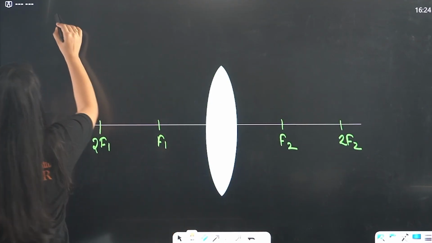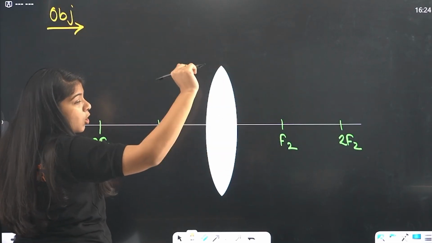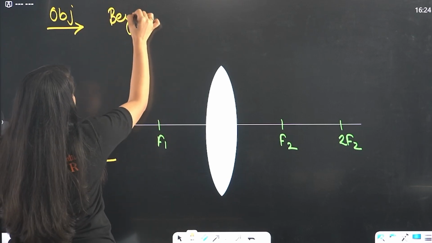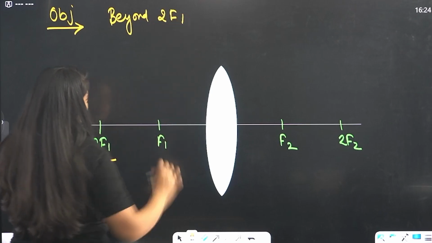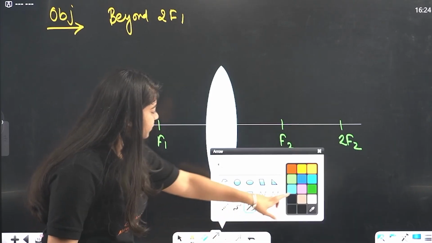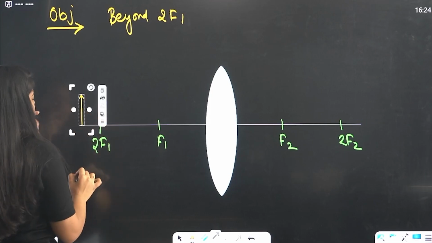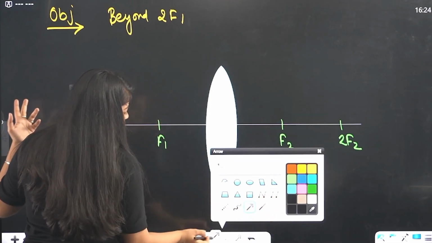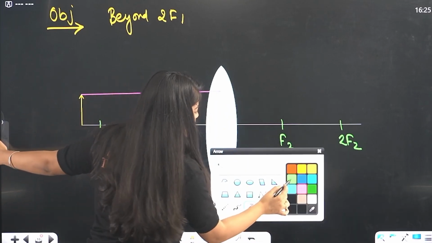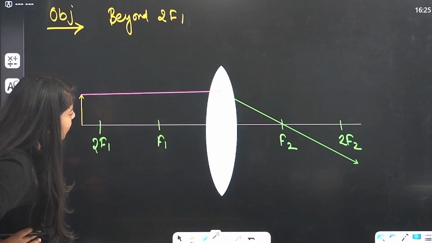The second case of the concave mirror was what? We brought the object a little bit closer and it was beyond C, but here it is not C. It will be beyond 2F1. Understood? Now, when it is beyond 2F1, let's make its ray diagram. See, one ray will go parallel and it will pass from focus. Very good.